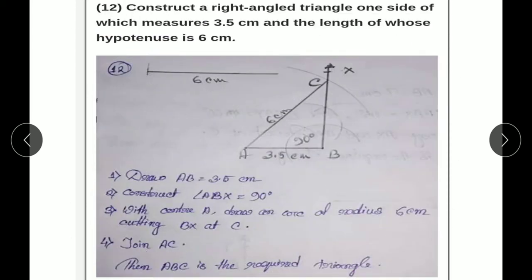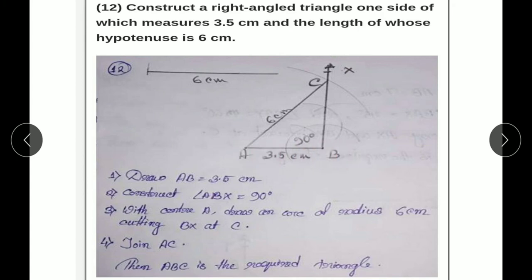Another question. Construct a right angle triangle one side of which measures 3.5 centimeter and the length of whose hypotenuse is 6 centimeter. So students, you clearly know that in a right angle triangle, this is the perpendicular, this is the base and this is the hypotenuse. Okay, so after that, draw line AB 3.5 centimeter.